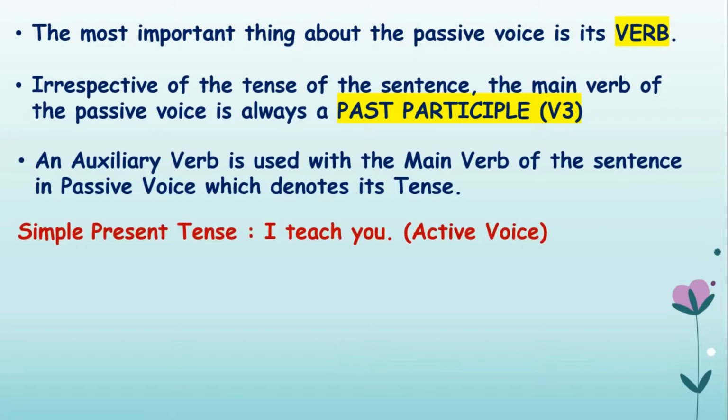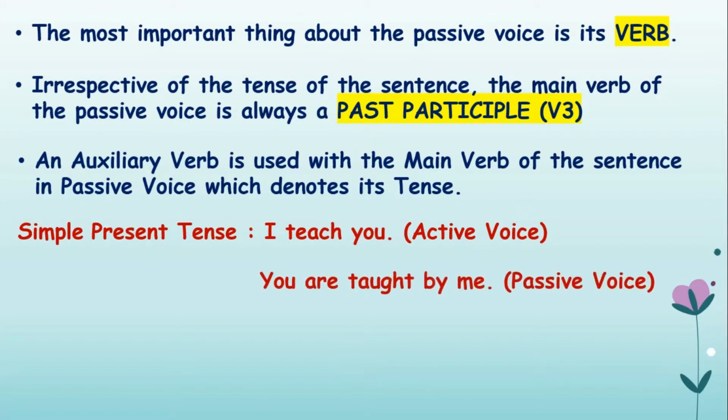Look at this sentence, a simple present tense one. I teach you. Active voice sentence. And its passive voice is: you are taught by me. Observe the changes. This you, the object of the active voice, has become the subject over here. You are taught. Are is the present tense, present tense be form, auxiliary verb, and taught is its main verb, which is V3, and by is added to it.